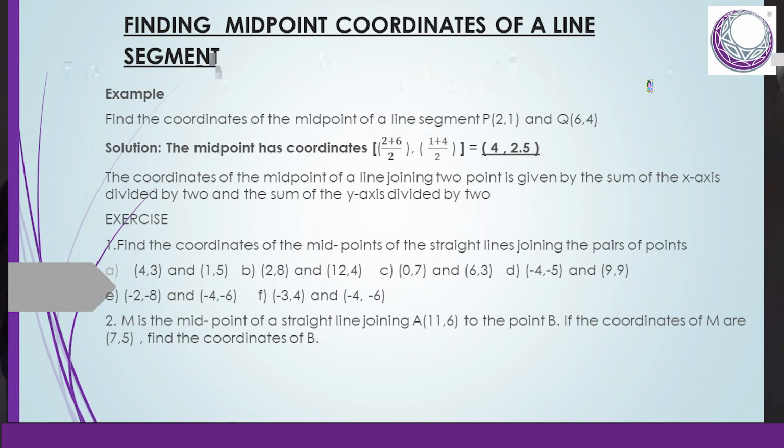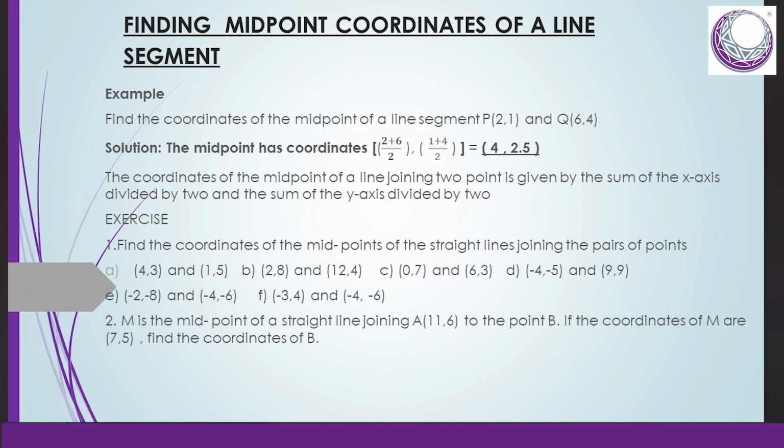Why 2 plus 6? Because these are the x coordinates. So the sum, not the product, the sum of the x coordinates divided by 2, and then the sum of the y coordinates divided by 2. That's why I say it's (2 + 6) divided by 2, and (1 + 4) divided by 2.